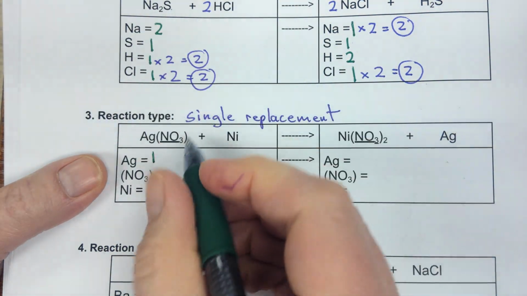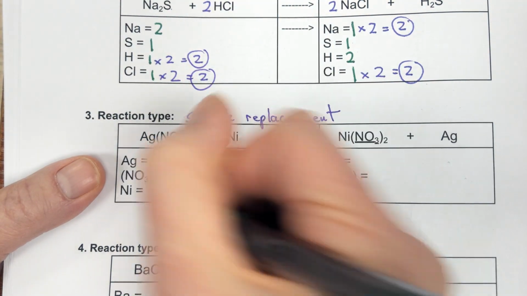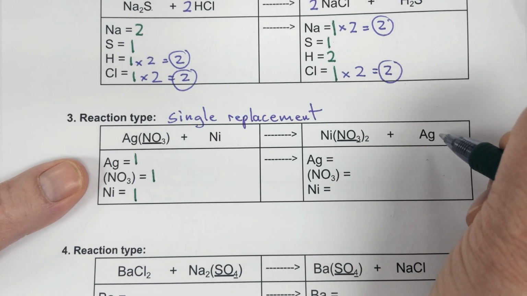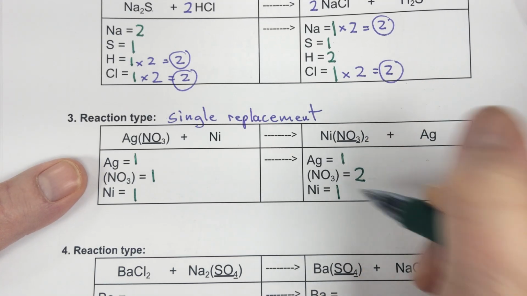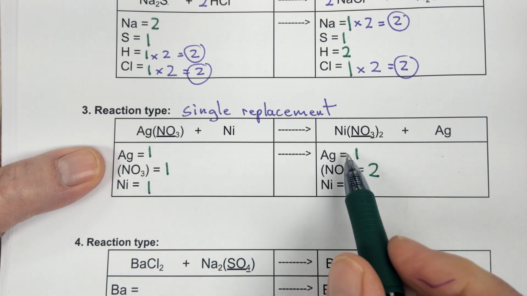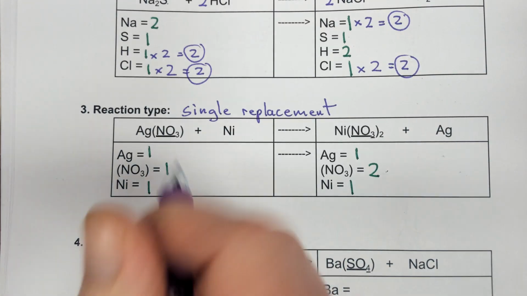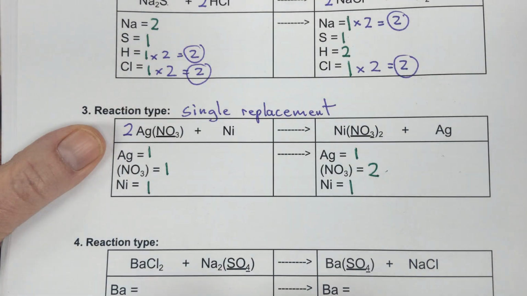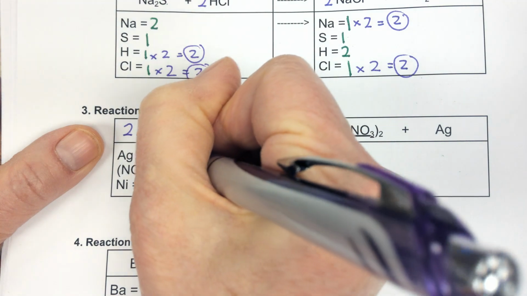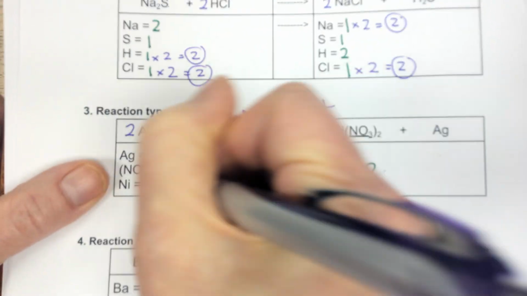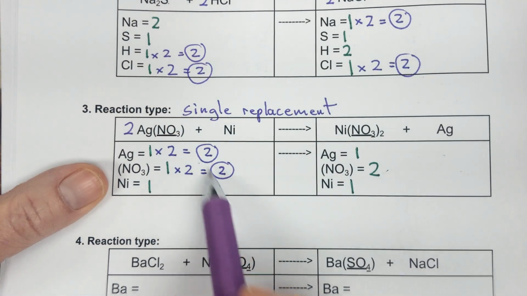Ag is equal to 1. NO3, nothing outside parentheses, so that is a 1, and Ni is 1. On the other side, we have Ag equal to 1, NO3 is now equal to 2, and Ni is a 1. We start by comparing silver, and we're balanced, but nitrate is not, so I'm going to increase the compound with nitrate on this side, put a 2 there because that's what I want to multiply by. I'm going to multiply both silver and nitrate by the 2 and get my new totals for those.